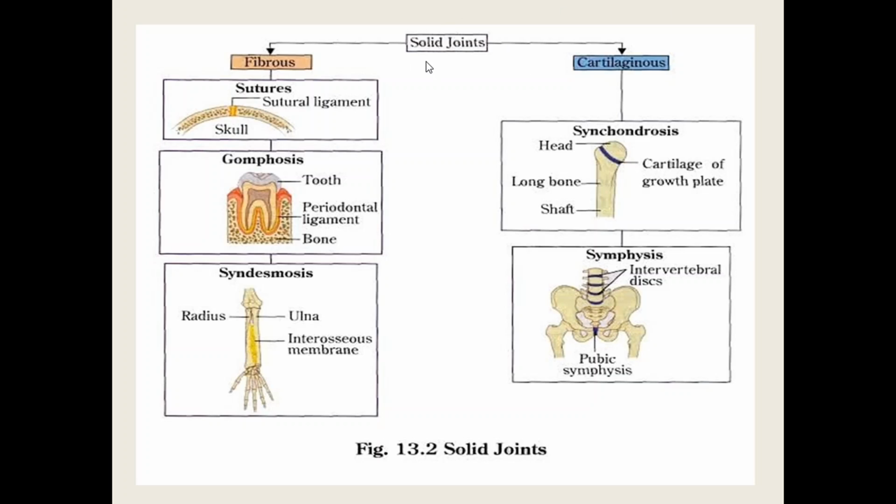Here we are looking at the solid joint because the question is asked about it, so I'm not going into much detail of the synovial joint. Let's look at the solid joint. Solid joints are of two types, fibrous joint and cartilaginous joint. So let's look at the fibrous joints. We have sutures, gomphosis, syndesmosis, and then you have the cartilaginous joints, which are synchondrosis, which is also known as primary cartilaginous joints, and then you have the symphysis. These symphyses are secondary cartilaginous joints.